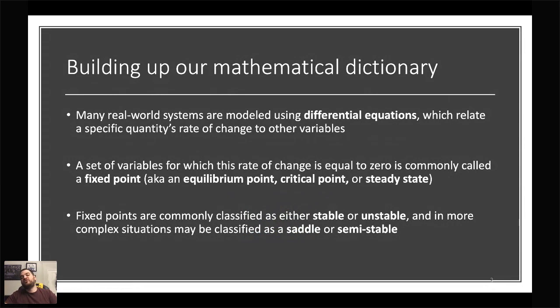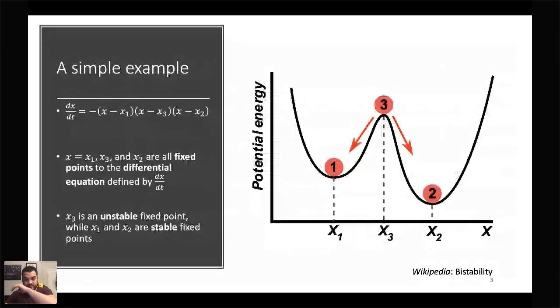Now, these fixed points are typically classified as either stable or unstable. I'll describe those more in a second. You may also see in more complex systems intermediate classifications of something that's not quite stable or unstable. These are sometimes called a saddle node. Sometimes they're called semi-stable fixed points. We're not going to worry all that much about that for this introductory talk. We're going to focus on things either being stable or unstable.